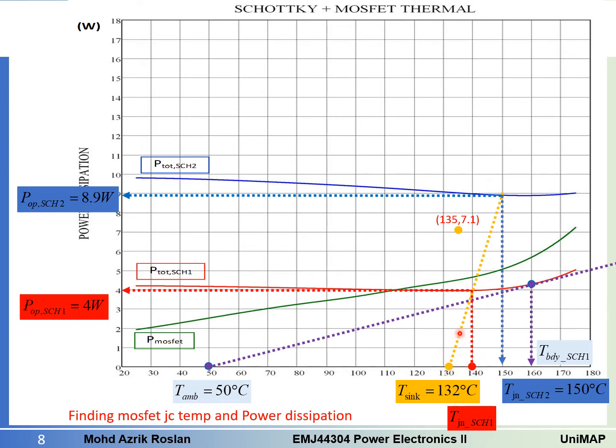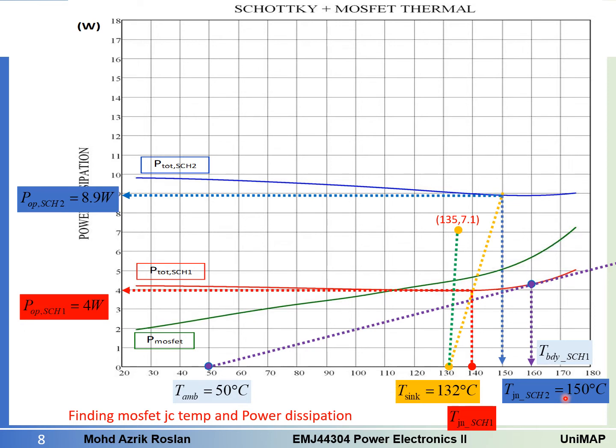The middle here is 135, and then the power related to that increase is 7.1. So 7.1 is at this point. Okay, this is 7, just increase a little bit, 7.1. So you have to draw a straight line from here to this point. Okay, so this is the slope of 0.42 degrees C per watt.